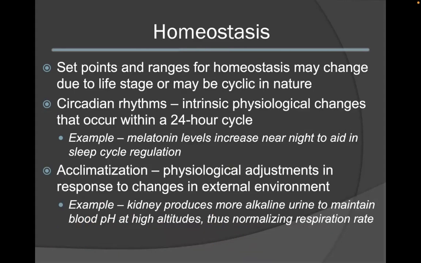When the body is trying to maintain homeostasis, there are usually set points as well as ranges to maintain these conditions within a particular range. However, these set points and ranges may change due to life stages, or these points may be cyclic in nature. For instance, circadian rhythms involve intrinsic physiological changes that occur within a daily or 24-hour life cycle. A specific example of this is the fact that melatonin levels typically increase when nightfall approaches. This helps to aid in the regulation of the sleep cycle.